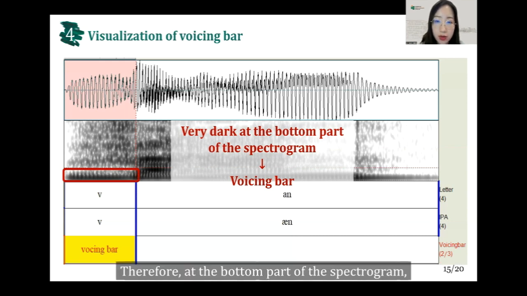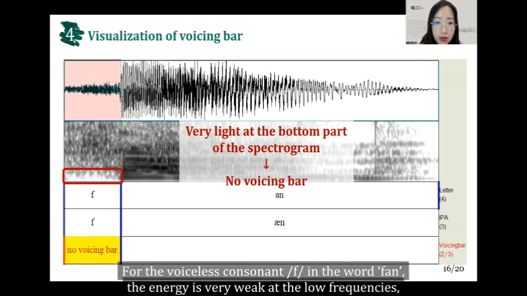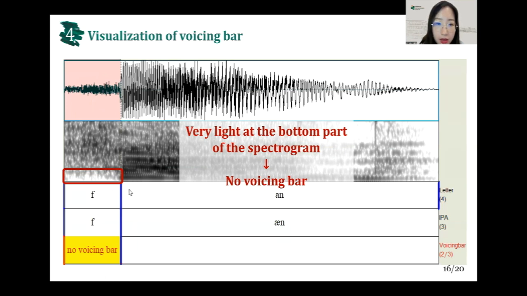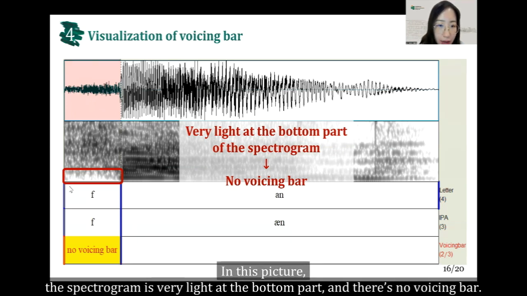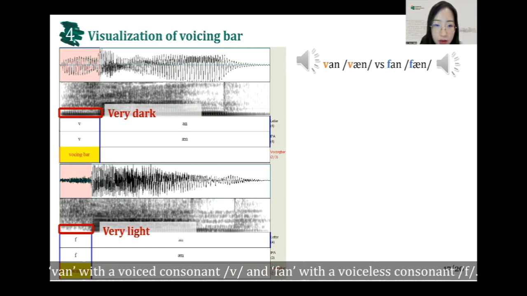Therefore, at the bottom part of the spectrogram, we can see a very dark layer, and this layer is called the voicing bar. For the voiceless consonant f in the word fan, the energy is very weak at the low frequencies, so the spectrogram should be very light at the bottom part. In this picture, the spectrogram is very light at the bottom part, and there's no voicing bar. Here's a demonstration of understanding the visualized information for differentiating van with a voiced consonant v, and fan with a voiceless consonant f.